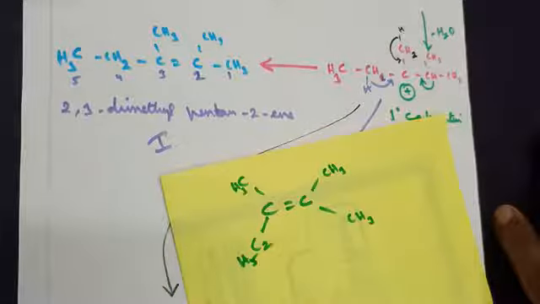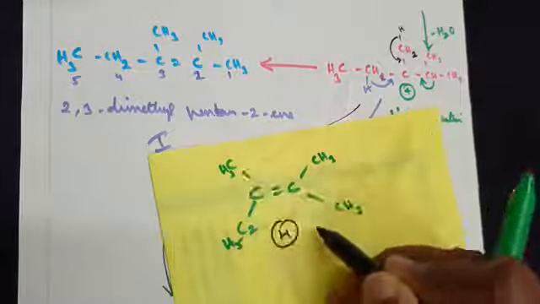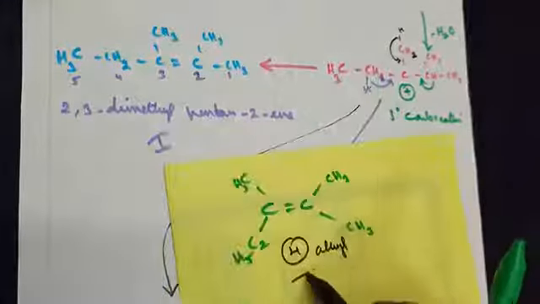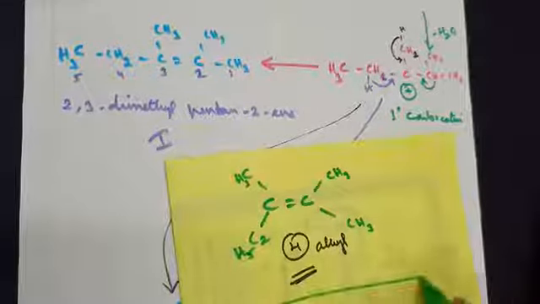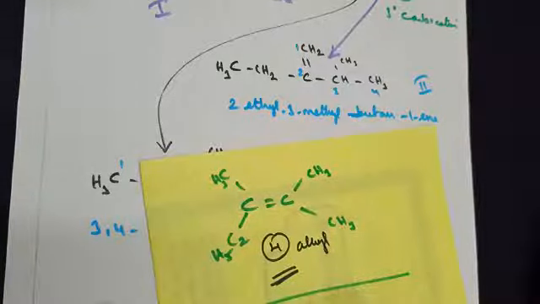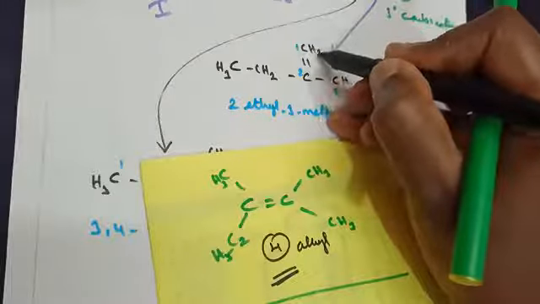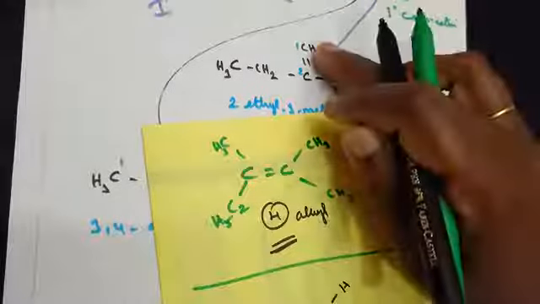So how many substitutions are here? 1, 2, 3 and 4. 4 alkyl groups. So product 1 has got 4 alkyl groups. That's what you have to remember. Let's move on to the second product. In the second product, you've got a double bond here, carbon double bond carbon. On one side the carbon is attached to 2 hydrogens, so hydrogen here and hydrogen here is over.